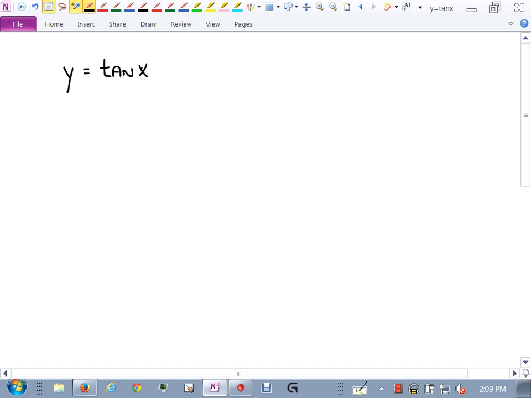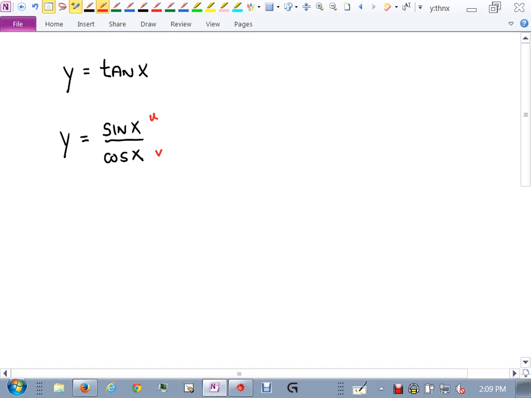What's the derivative of this? Secant squared x? Okay, let me show you why. All right? Check this out. Do you agree that this is sine x over cosine x? Now you have a quotient, don't you? We can apply the quotient rule to this quotient. We call the top u and the bottom v, right?